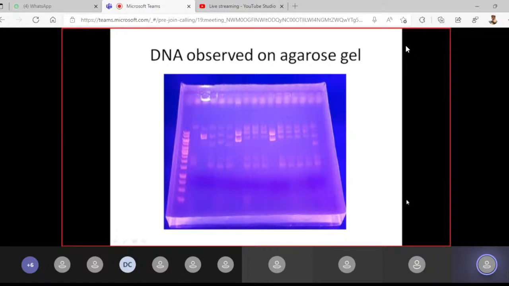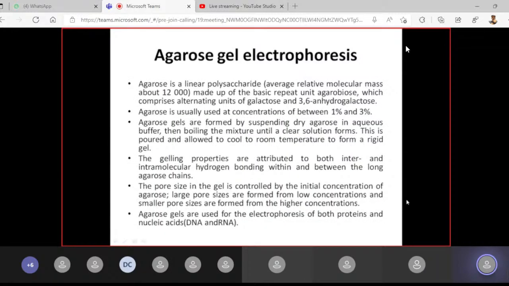Now, is it clear to everyone, agarose gel electrophoresis, how to prepare the gel, how to pour it in the unit? Yes, ma'am. You would have observed it. So practically you know how it is done.